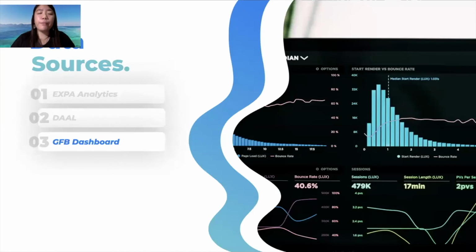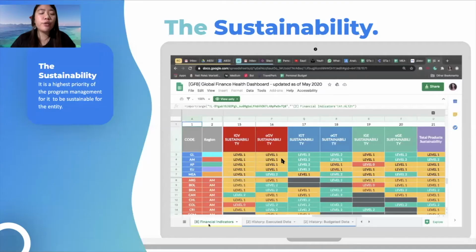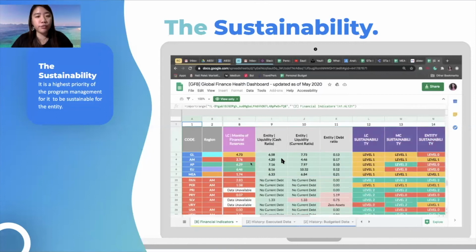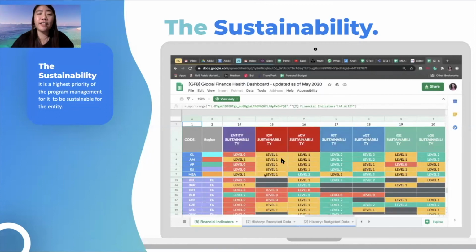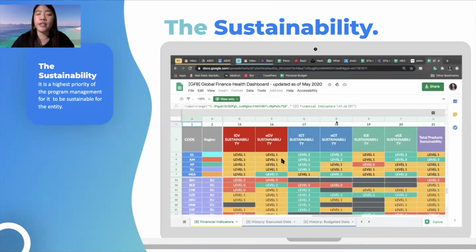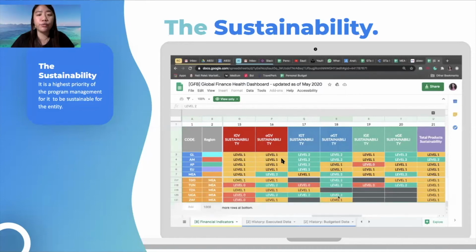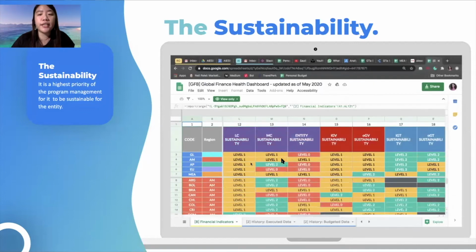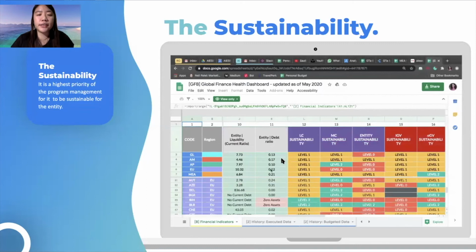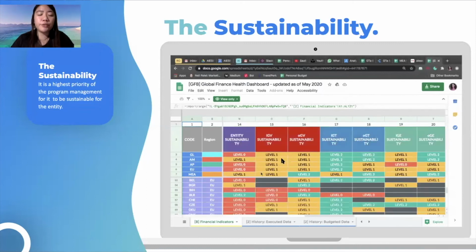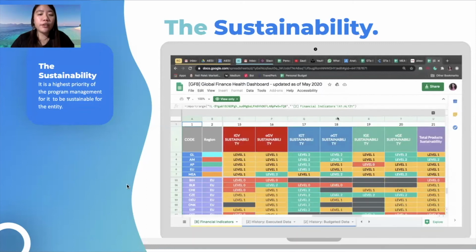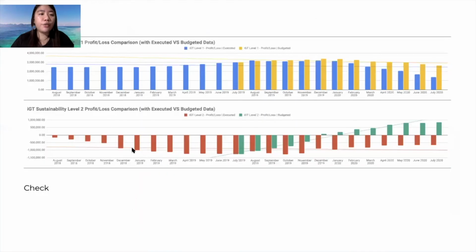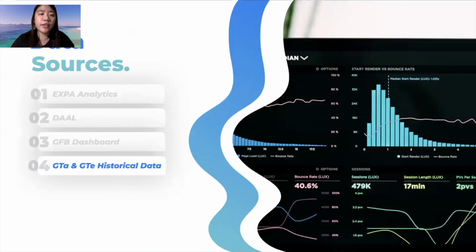So the third one will be about the GFB dashboard. Most of the time, we also need to look into sustainability because it gives us an overview of whether our product is running sustainably and also able to generate the profit that helps us sustain the whole asset operation. So here, from the video, you can see the product sustainability from the GFB dashboard, and accordingly you can also find the profitability of the product itself on the dashboard as well. So go check it out.